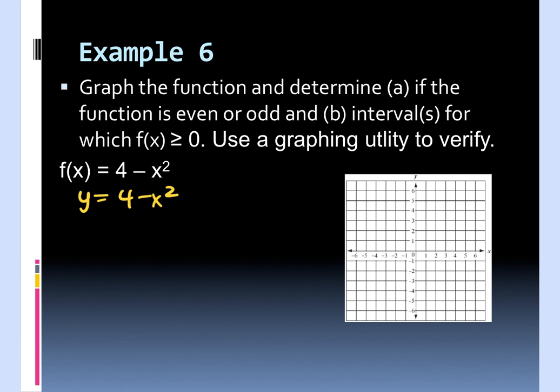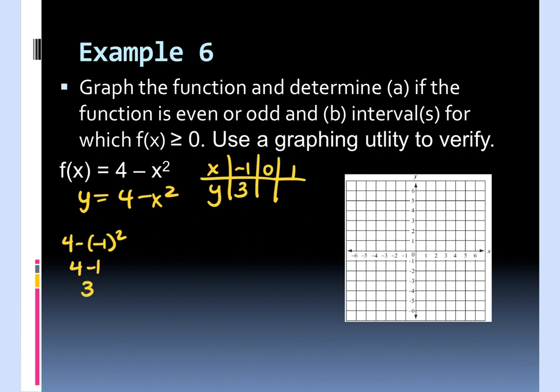If you didn't know that, you would plug in some points, okay? So I'm going to plug in just generic points, like -1, 0, and 1. So 4 minus -1 squared is 4 minus 1, which is 3. 4 minus 0 squared is 4 minus 0, which is 4. And 4 minus 1 squared is 4 minus 1, which is 3.